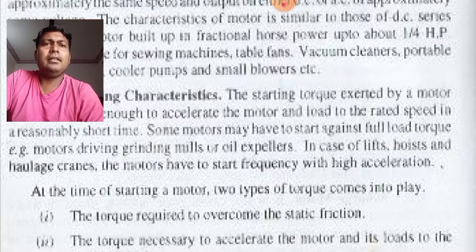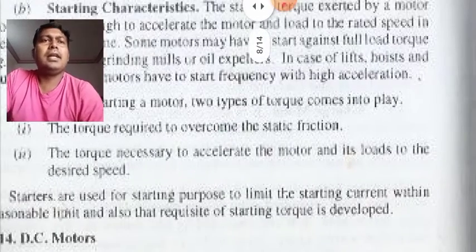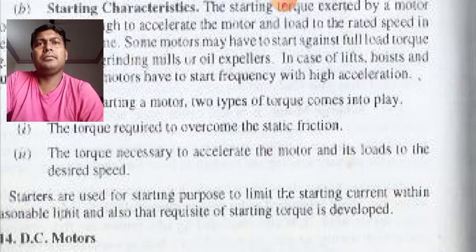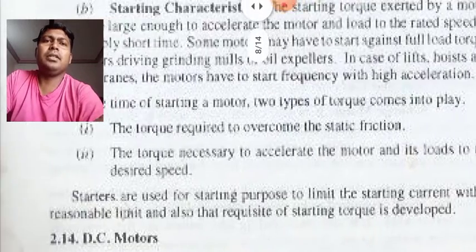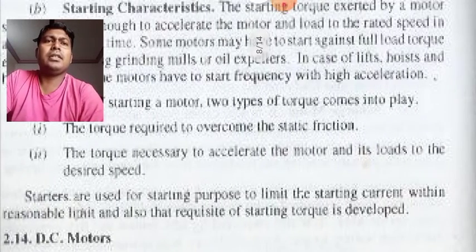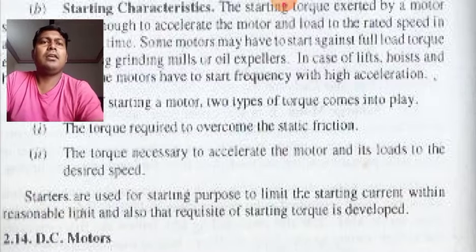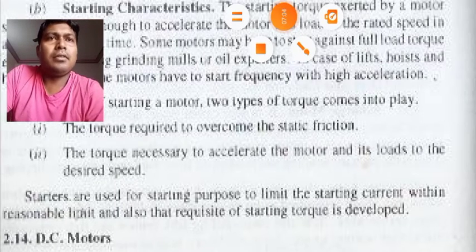At the time of starting a motor, two types of torque come into play. So what are these two torques? The torque required to overcome the static friction, and the torque necessary to accelerate the motor and its load to the desired speed. Starters are used for starting purposes to limit the starting current within a reasonable limit, and also to ensure the required starting torque is developed.